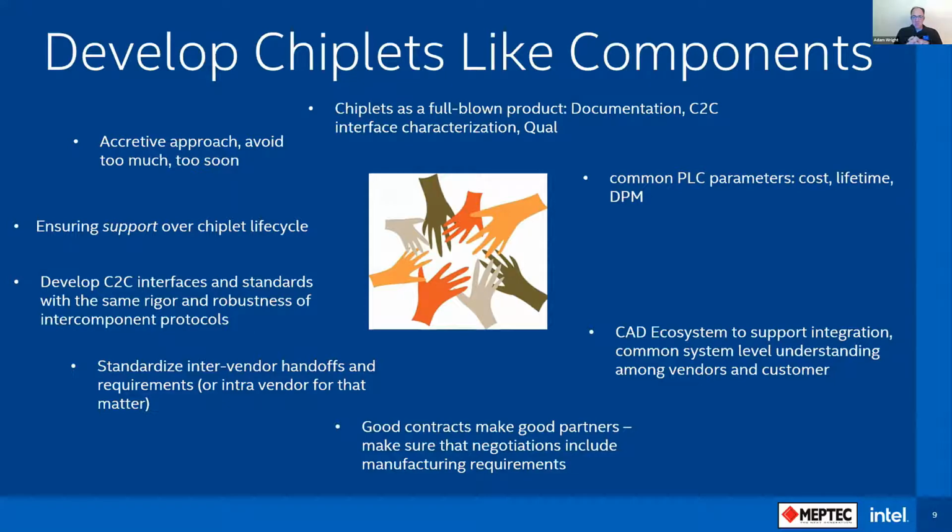The CAD ecosystem support, integration, and common system level understanding among vendors and the customer, because we need to convince the customer we're able to drive down into these details. Good contracts make good partners. Make sure that the negotiations include manufacturing. Again, maybe it goes without saying, but pretty often we found that when we use a third party, they're not thinking about this. Design houses are not usually started by the manufacturing engineer. They're started by the architects. So get in there early and make sure we've established this as a baseline for any new partnership.